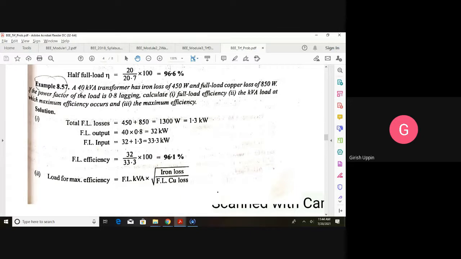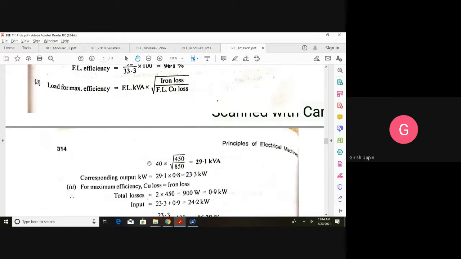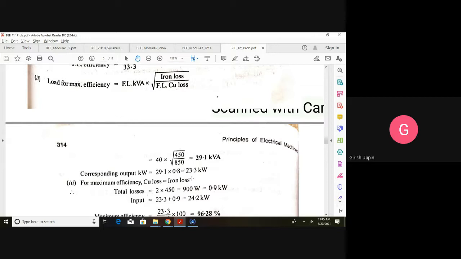This is multiplied by 40 into 10 raised to 3. So square root of iron loss 450 divided by 850, you get 40 into that, which is 29.1 kVA. Means if you load the transformer to 29.1 kVA, it will give the maximum efficiency. And what would be the corresponding output in terms of kilowatt? VA into power factor, 29.1 into 0.8 gives 23.3 kilowatt, it will give the maximum efficiency.